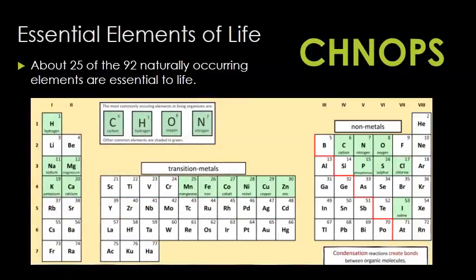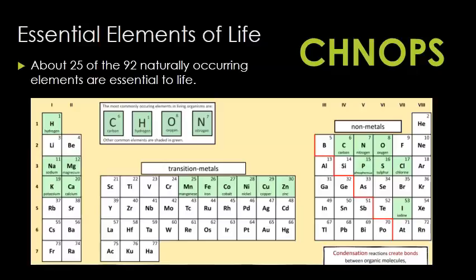There are about 25 of the 92 naturally occurring elements that are essential to life. Now, that number is going to vary from species to species, but the big four is pretty much uniform amongst all living things: carbon, hydrogen, oxygen, and nitrogen. Together, these four elements make up 96% of living matter. The other elements, like calcium, phosphorus, potassium, sulfur, sodium, chlorine, and magnesium, make up most of the remaining 4% of an organism's weight.